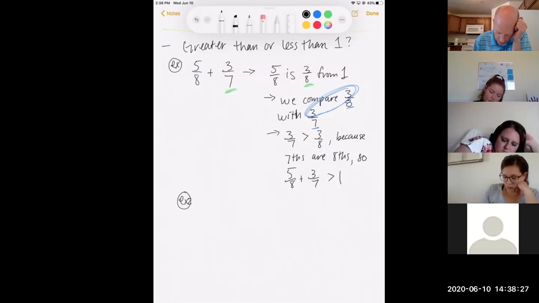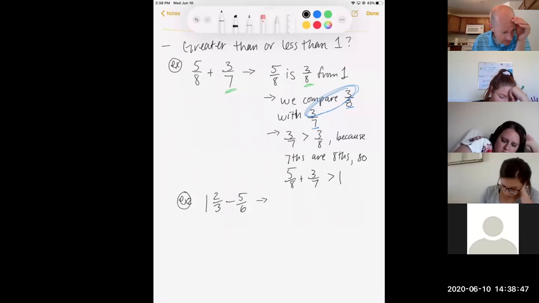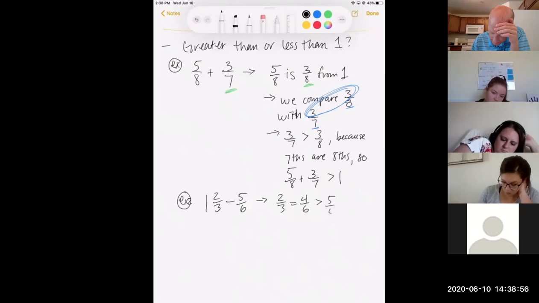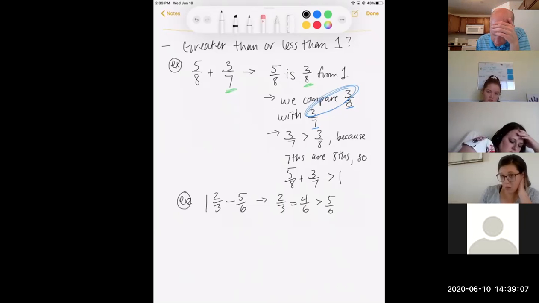Okay, here's the second example. 1 2/3, subtract 5/6. Is this difference greater than 1 or less than 1? Okay, for time's sake, we'll have to just go through it. Since this is 1 2/3, I need to compare my 2/3 and 5/6. So 2/3 is equal to 4/6, and 4/6 is less than 5/6. So because 4/6 is less than 5/6, when I subtract off my 5/6, that will bring me back past 1 on the number line.